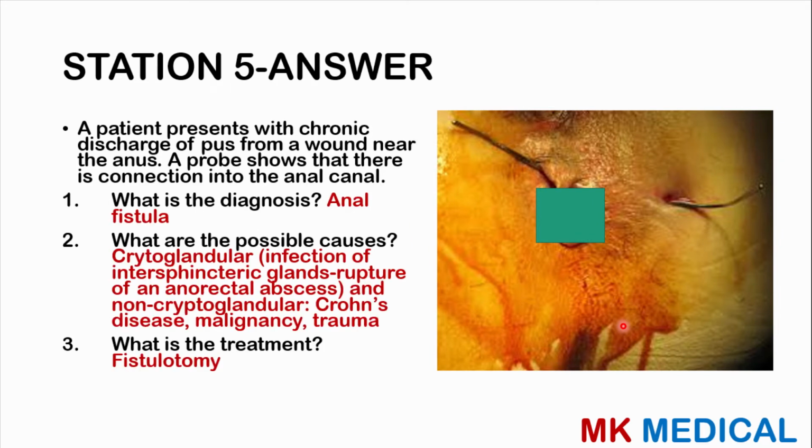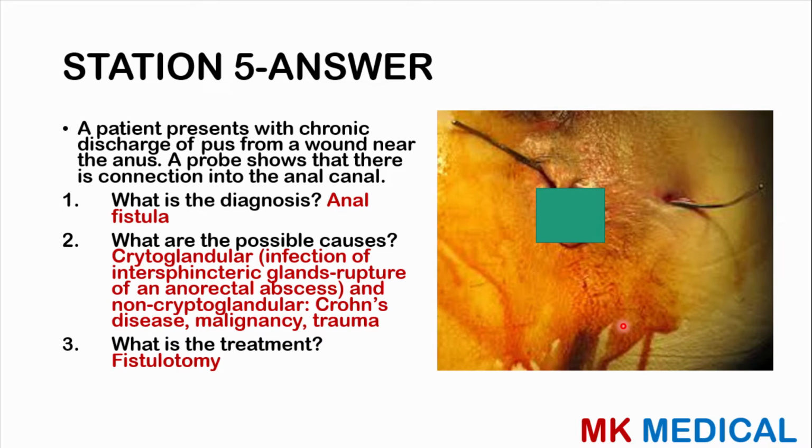So this is obviously an anal fistula or fistula in ano. Then the causes could largely be divided into two main groups. Cryptoglandular, which is accounting for about 90% of the cases, and non-cryptoglandular causes, which are accounting for about 10% of the causes. Cryptoglandular means that there's going to be an infection of the intersphincteric glands. Most commonly, it's going to be due to a rupture of an anorectal abscess. And then non-cryptoglandular could be due to other conditions such as Crohn's disease, malignancies, and even trauma.